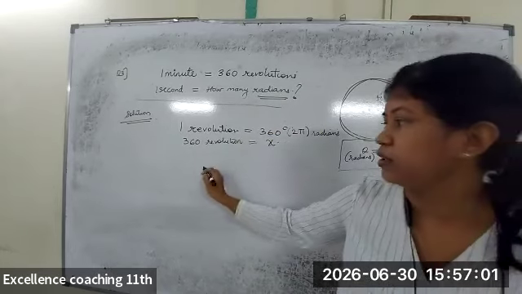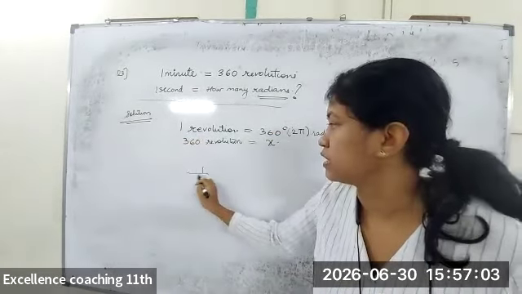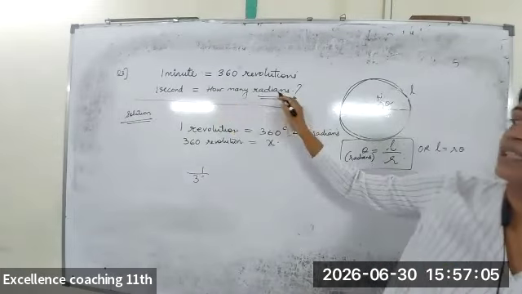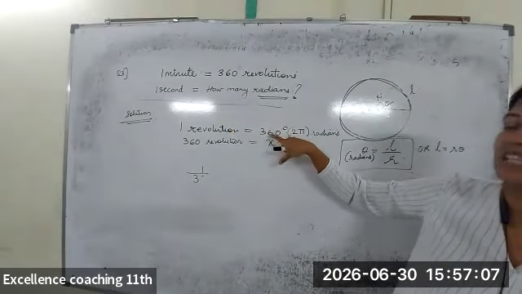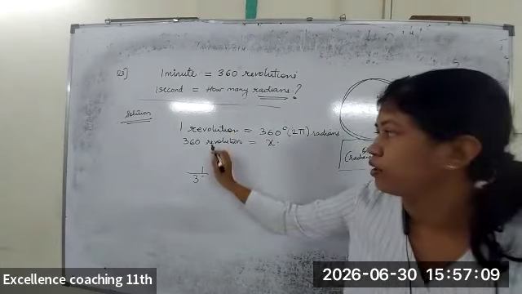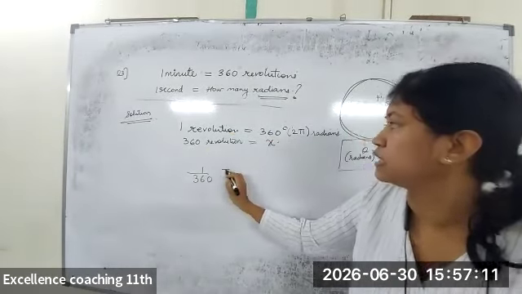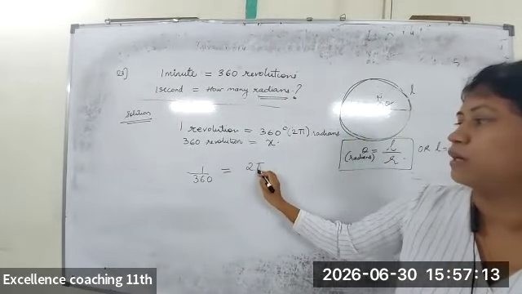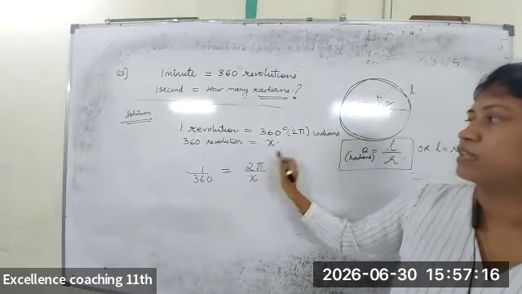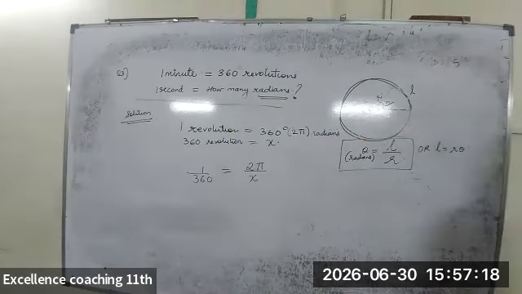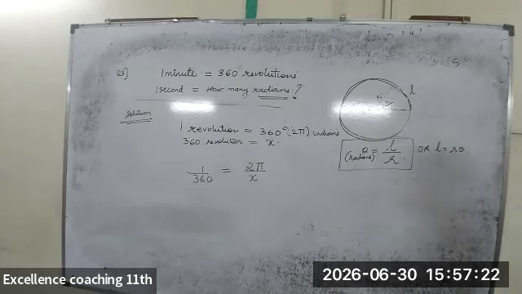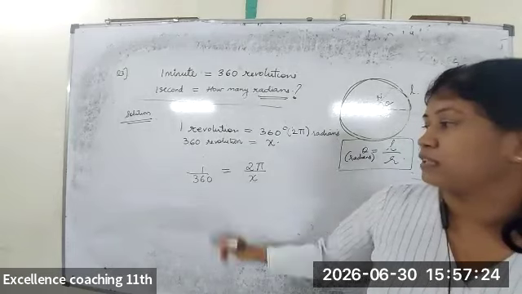So while calculating, you write like this, 1 upon 360. If the answer was asked in terms of degrees, directly you have to divide 360 upon x. Here what you do is 1 by 360, 2 pi upon x. Instead of 360, I'm using 2 pi radians. So calculate the value of x, how much you're getting.